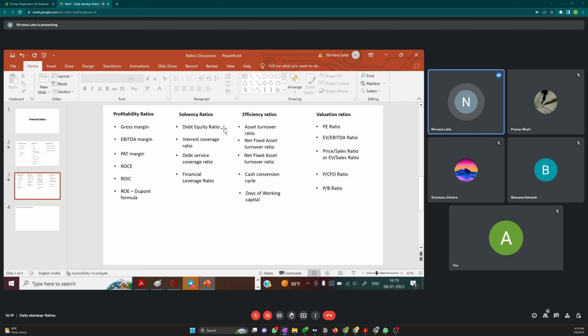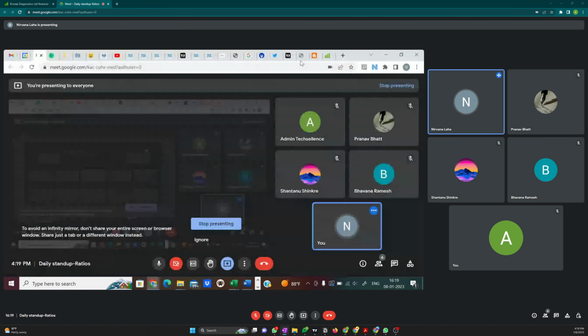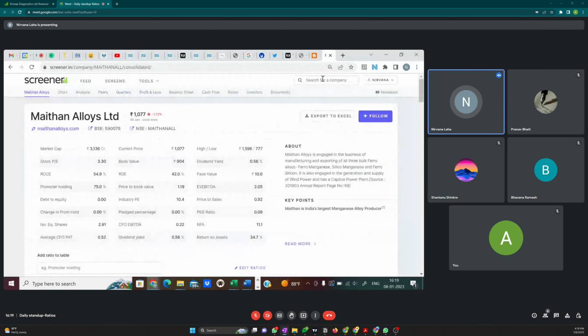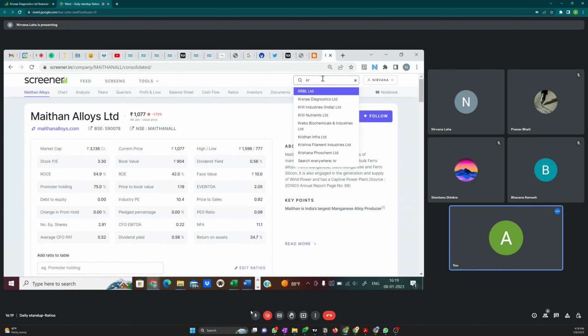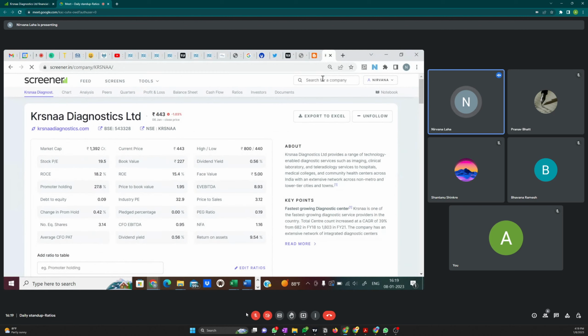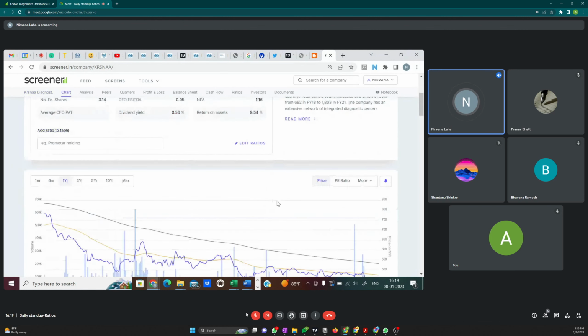So let's quickly go over to Screener and just check this ratio for some companies. So which company do you guys want to see? One of the companies that you're looking at? Any company name? Maybe put in Rainbow, yeah. Krishna. Cool. Let's do Krishna then because I am also familiar with Krishna. Let's go into Krishna, yeah.